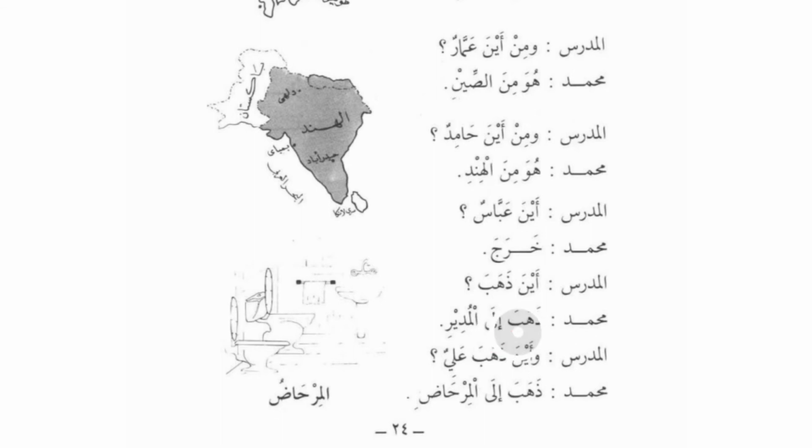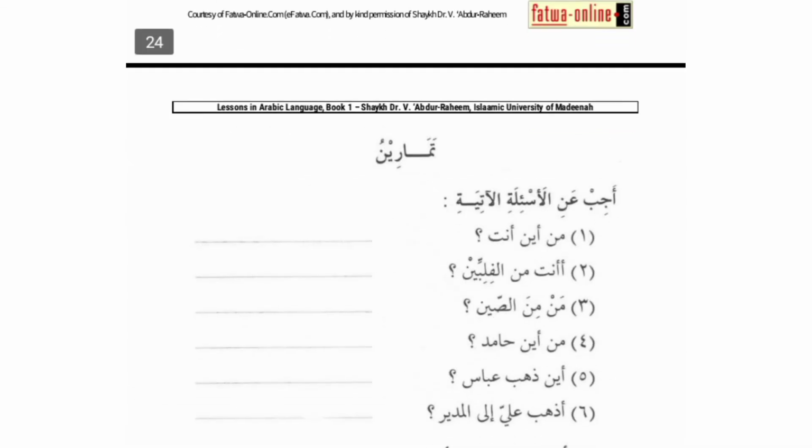For example, if I ask a question like "Aina Aminatu?", where is Amina? You can say "Zahabat", and that ta is going to have a sukun. "Zahabat ila al-mirhat." She has gone to the toilet. So let's take a look at the test questions. We have Tamarin. "Ajib anil asilatil atiya." You're being asked to answer all of these questions.